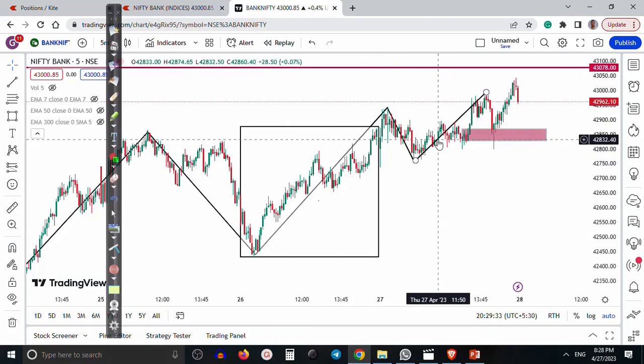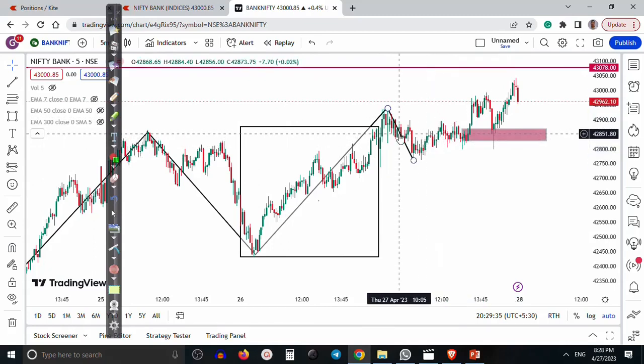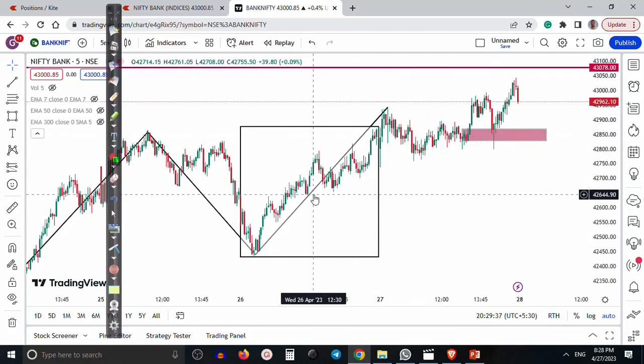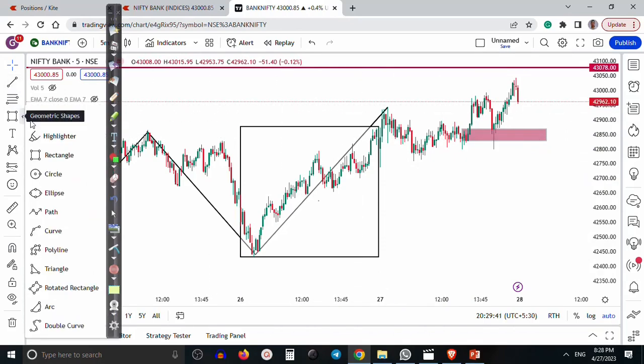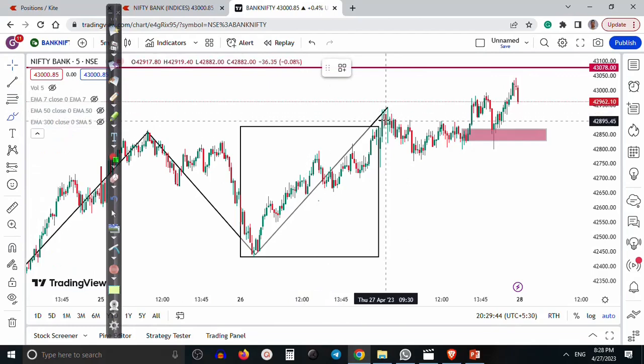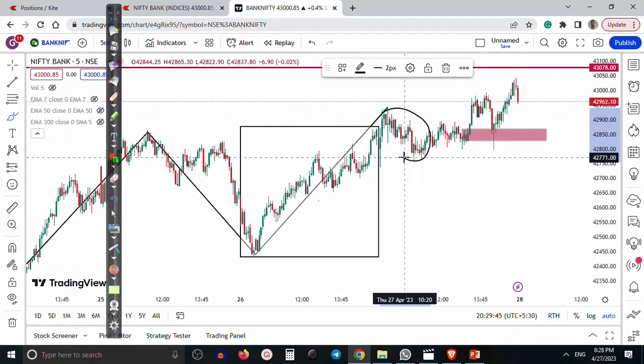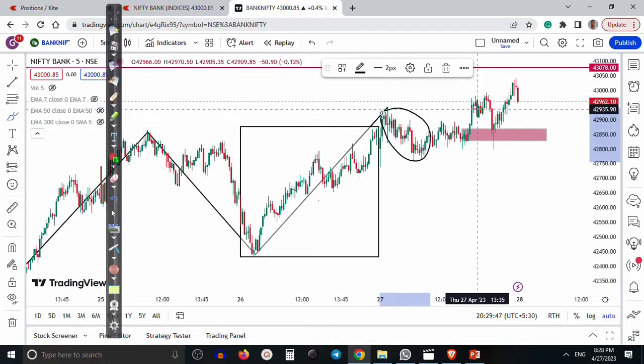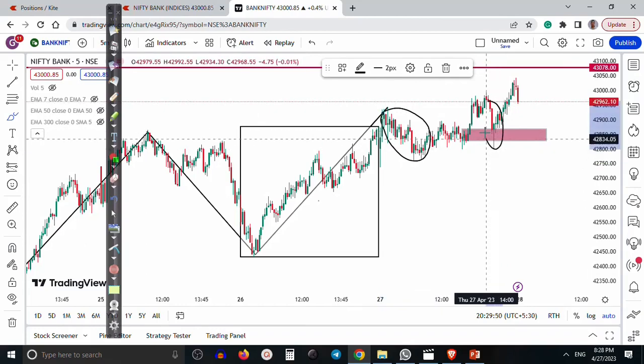Let me remove this line also. Okay, perfect. So it's a clear uptrend, and we have to focus on this area. This is called the pullback area. Okay, another pullback area. We'll resume on the 1-minute chart.